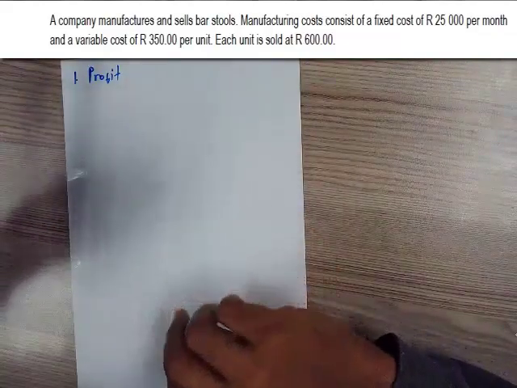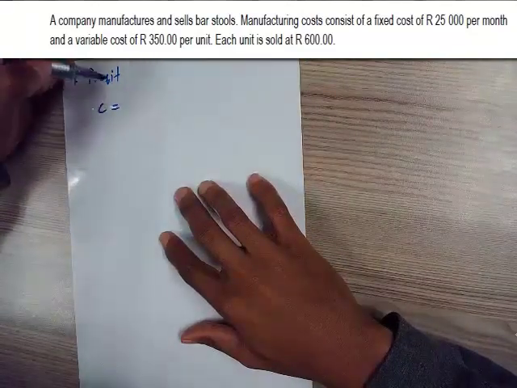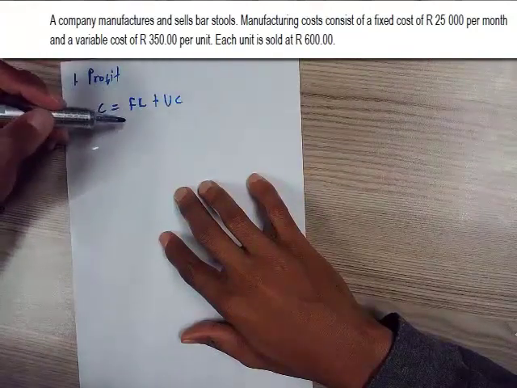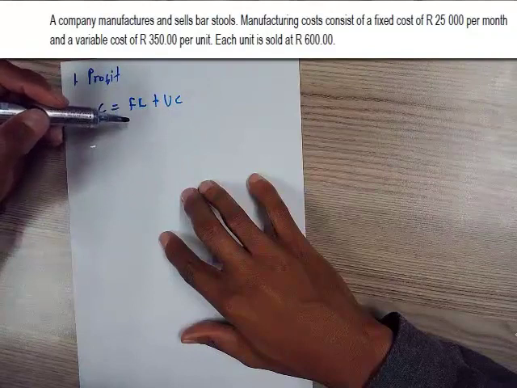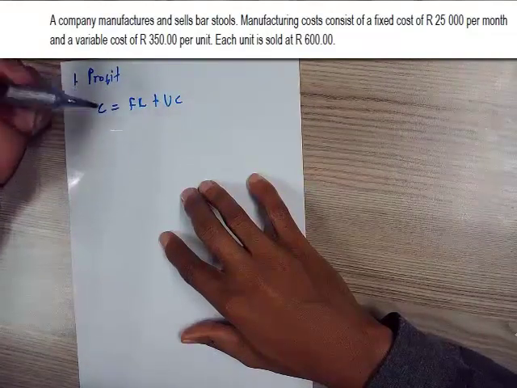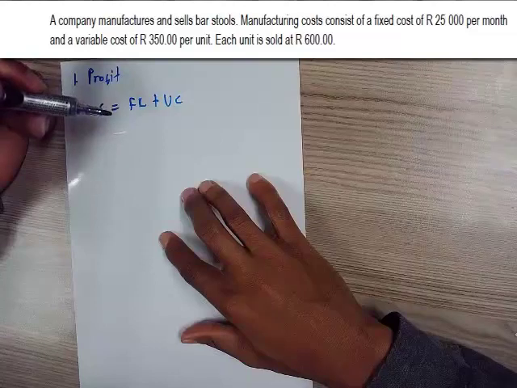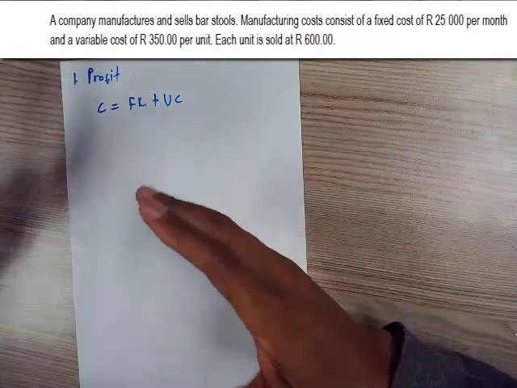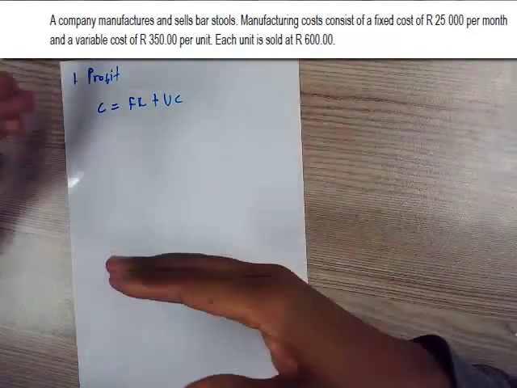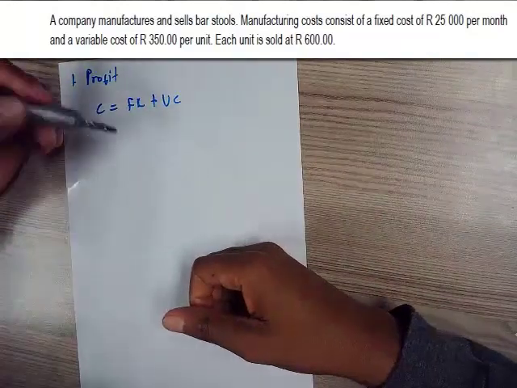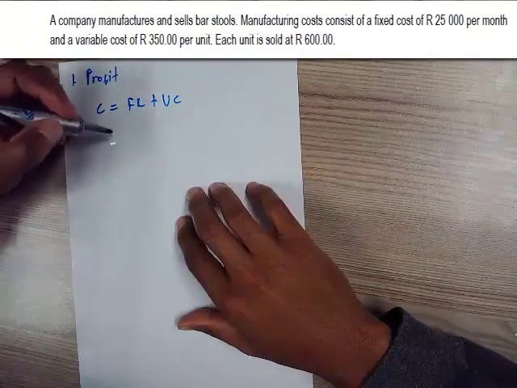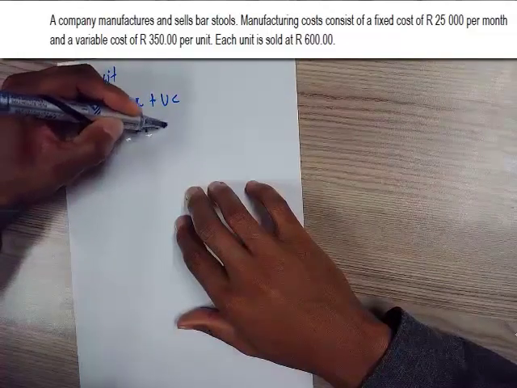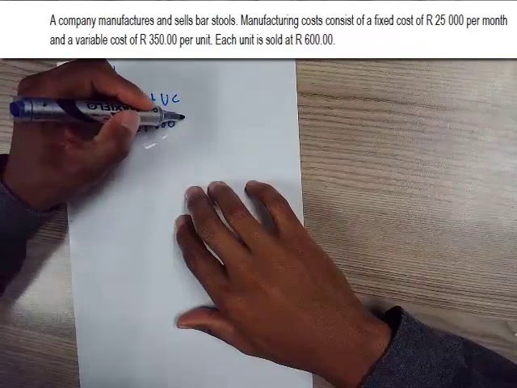Okay, so now let's start off with costs. Costs consist of fixed costs plus variable costs. The difference is your fixed costs do not change. It's things like your rentals and all of that, so they don't change. They are fixed every month. And variable costs vary depending on the market, or depending on circumstances. All right, so your fixed cost here is 25,000 rands. It's not going to change monthly, right?